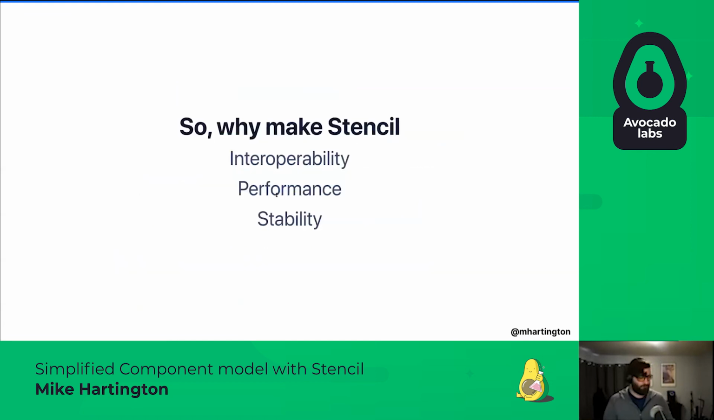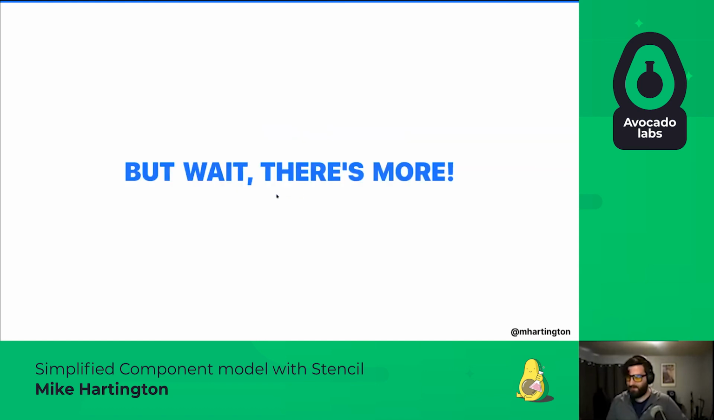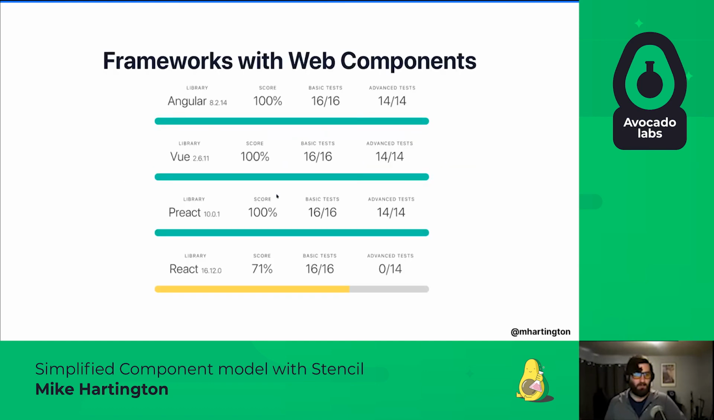So this kind of gets us to the point that Stencil is here to solve those problems that we had with custom elements and make building low-level components simpler. Just make sure that they could interact with these different frameworks, make sure that they were going to be fast no matter what, and that we could build these on top of stable APIs like custom elements. And there's a lot more in here.